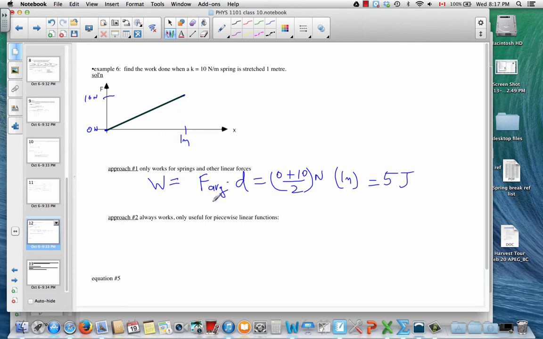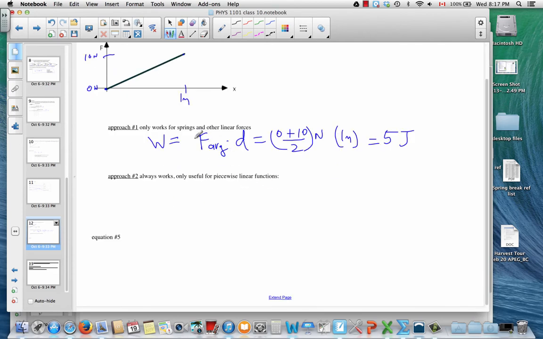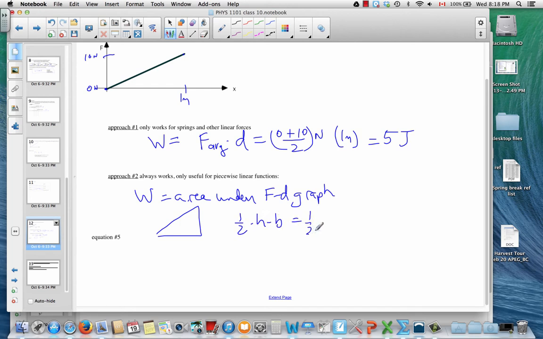Now, what this is really doing, of course, and if you take Cal 2, you'll know this, an average force is related to the area under the graph. So the area under a force distance graph, we see here that we really have a triangular shape, and the area of a triangle is a half times the height times the base. So this is 10 newtons of height, half of 10 newtons times 1 meter, and so we get the same answer of 5 joules. So thus our fifth equation, which says that work is either the area under a force distance graph or the average force times the displacement.